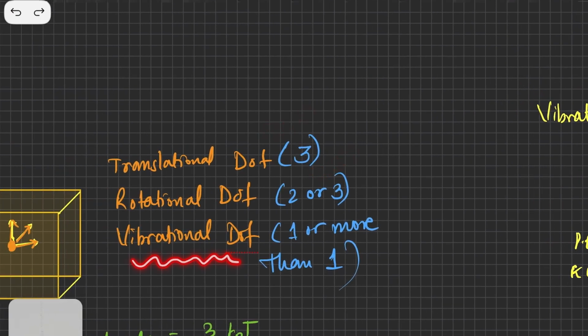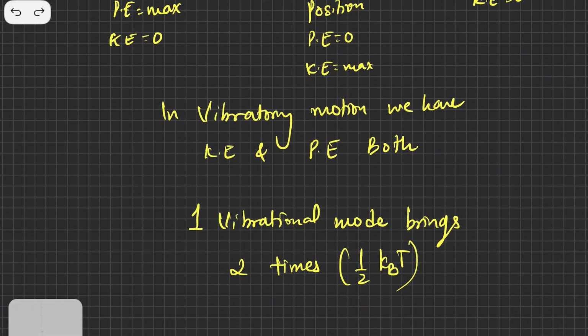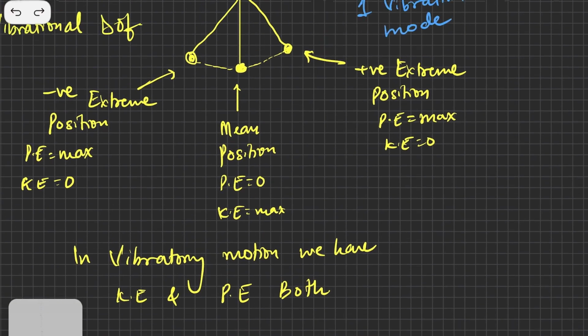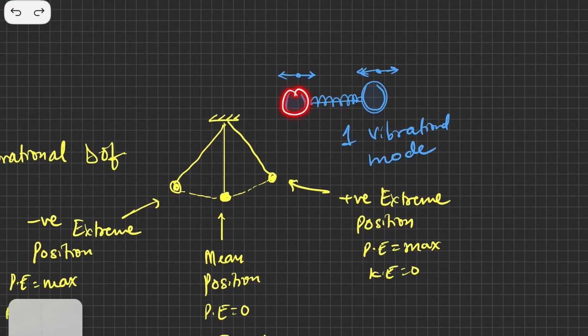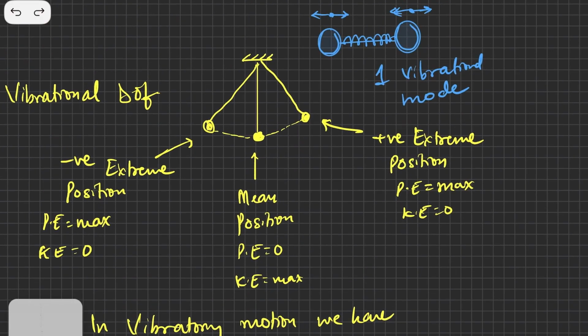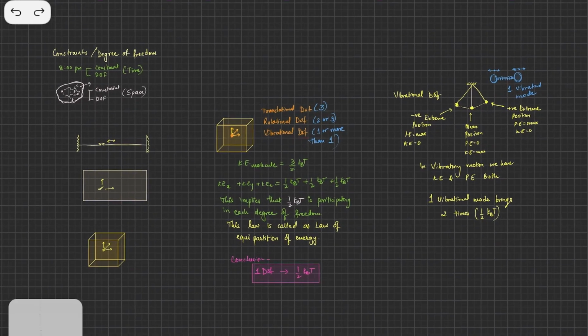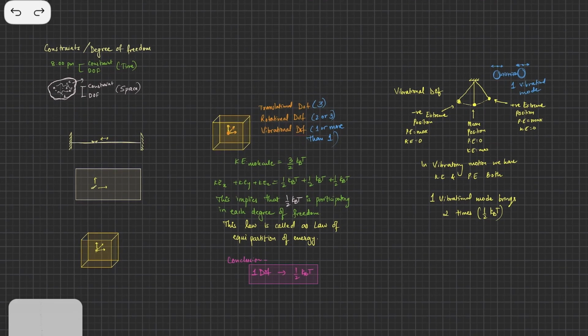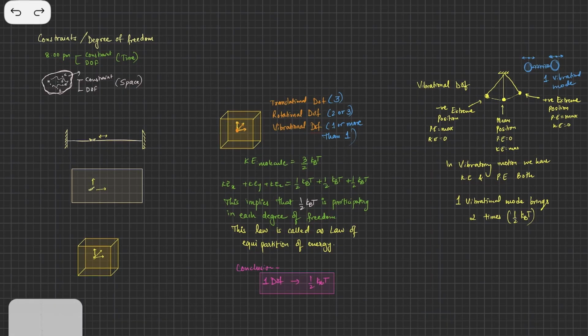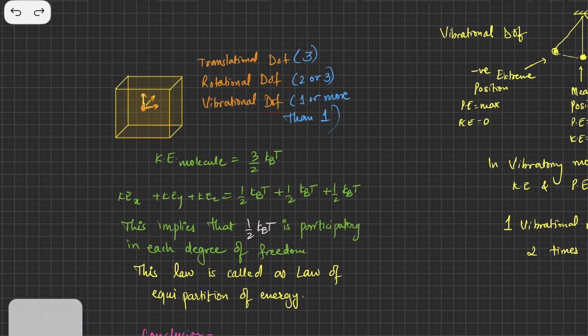However, when we come to vibrational degrees of freedom, you will always have at least one vibrational mode in case the molecule has 2 atoms. So if there is a 2 atom molecule like this, it will have one vibrational mode, and one vibrational mode will bring half kBT for kinetic energy and half kBT for potential energy. So this is all about degrees of freedom, constraints, and vibrational degrees of freedom.